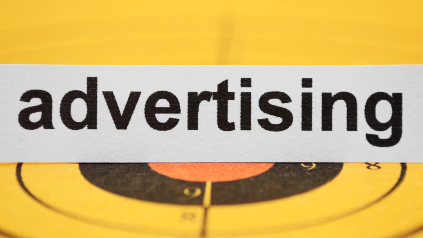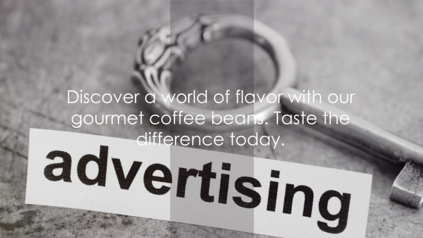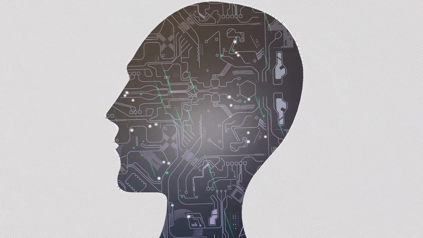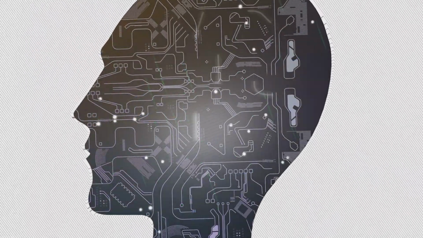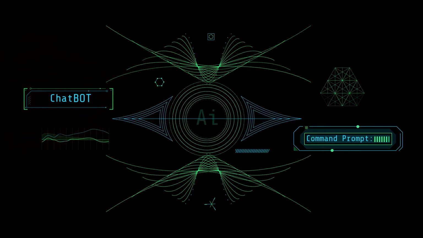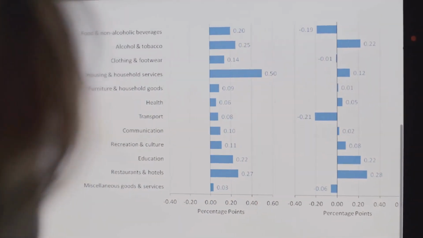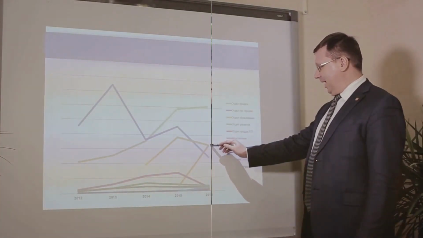Enter artificial intelligence. With the help of AI, you can create targeted, compelling advertisements. For instance, an AI bot might generate a prompt like, "Discover a world of flavor with our gourmet coffee beans. Taste the difference today." This prompt is concise, engaging, and highlights the unique selling proposition. Additionally, AI can help tailor your ads based on the user's behavior, preferences, and previous interactions. This level of personalization can significantly increase the likelihood of a click turning into a conversion. Remember, the goal is to create ads that resonate with your target audience. Well-crafted Google Ads can significantly boost your conversion rates.